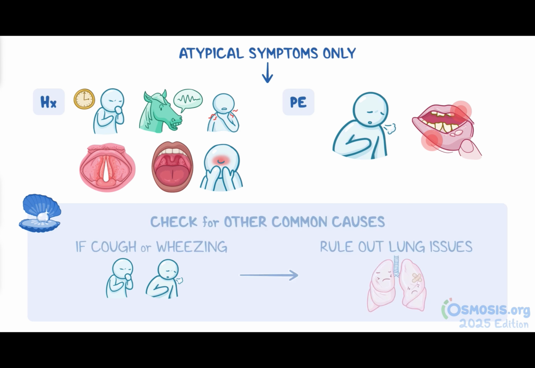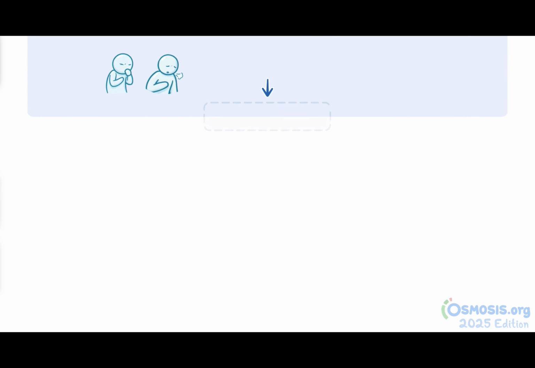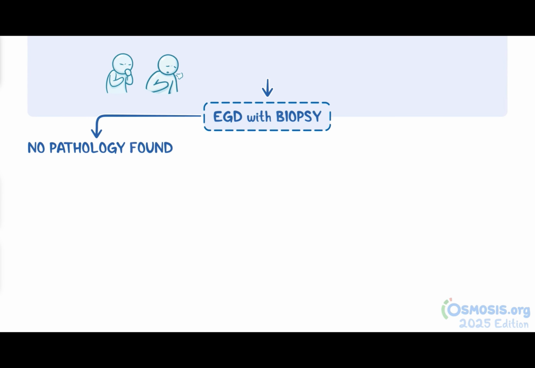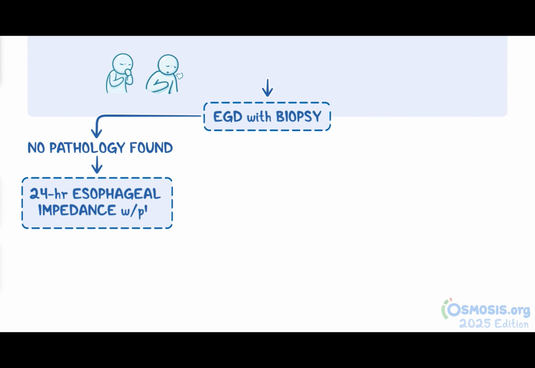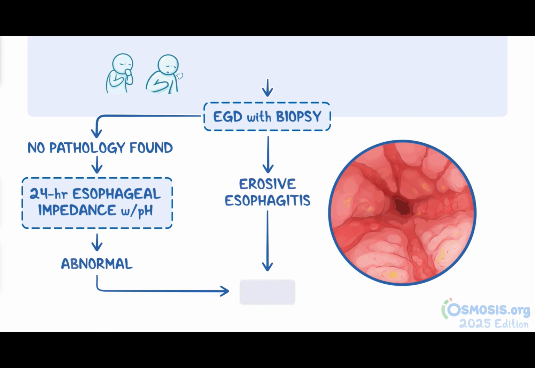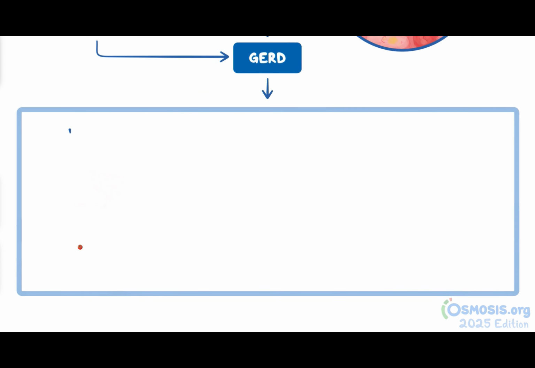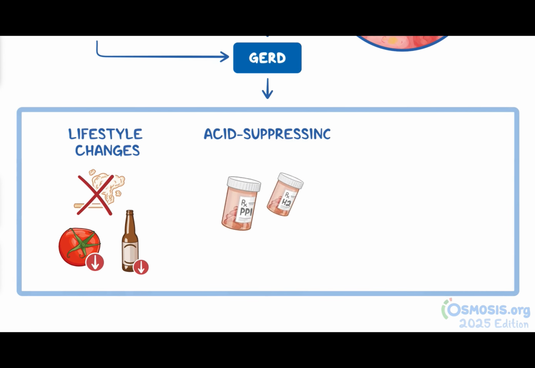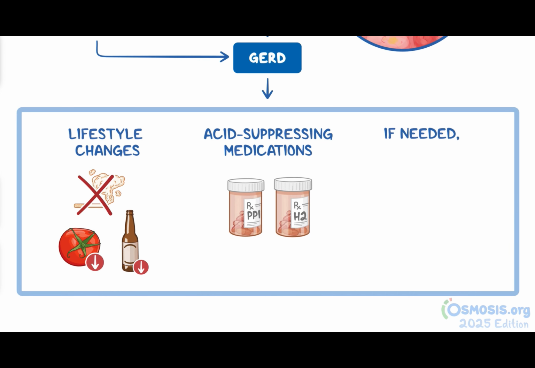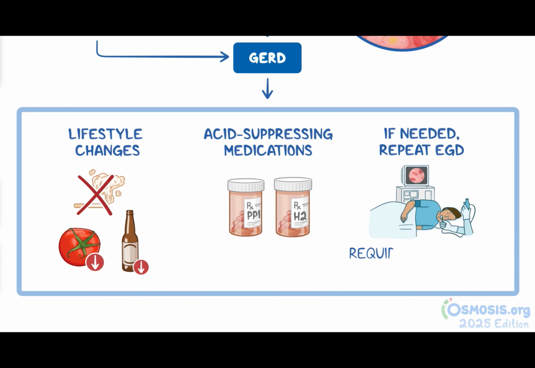In this case, you can skip the 8-week PPI trial and go straight to an EGD with biopsy. If no pathology is found in the EGD and biopsies, follow up with 24-hour esophageal impedance and pH monitoring. If the results are abnormal, or if the EGD shows erosive esophagitis, you can diagnose GERD and proceed with treatment. This includes lifestyle changes and acid-suppressing medications. And if needed, repeat the EGD if a patient requires long-term use of PPIs to control symptoms.